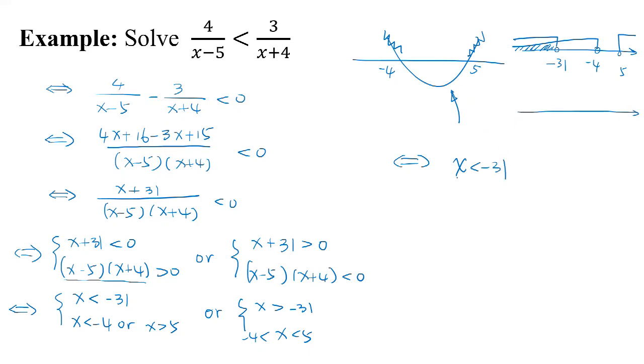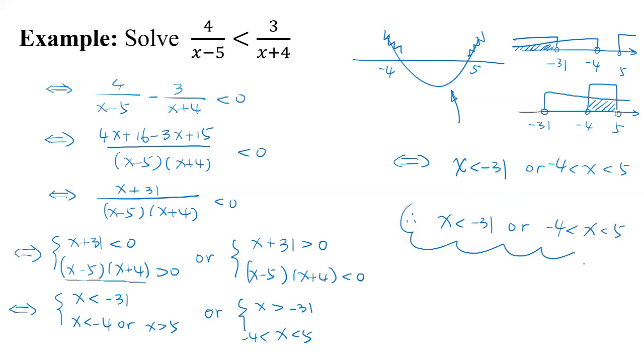Okay, now let's consider the second branch here. Again, we have 3 numbers, minus 31, minus 4, and 5. First of all, x should be greater than minus 31. And then next, x is greater than minus 4 and less than 5. The overlapped area is here, right? Okay, so the solution of the second branch is x is greater than minus 4, less than 5, right? Okay, so the final solution is x is either less than minus 31 or x is greater than minus 4 and less than 5. This is our final solution.